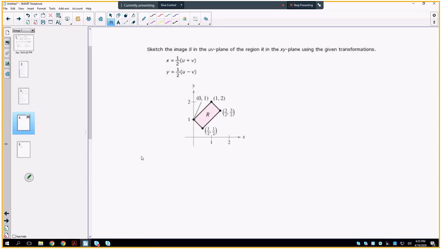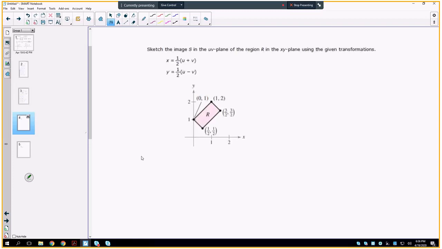So let's see another example here. The problem says, sketch the image S in the UV plane of the region R in the XY plane using the given transformations. So we have X is 1/2 U plus V, and Y is 1/2 U minus V. And we have a picture of the region R, but we're not explicitly told how we can express U as a function of X and Y, or V as a function of X and Y.